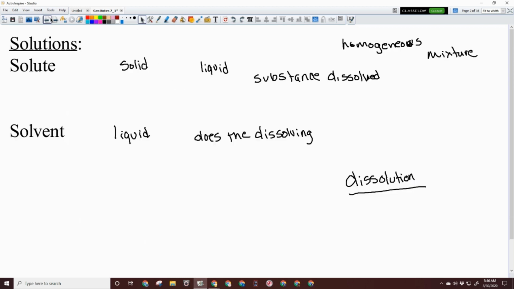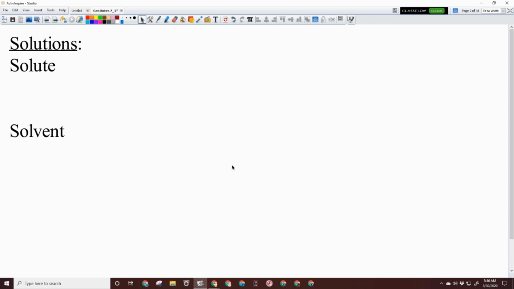Because let's look back here. I'm going to go back here. I'm going to show you what happens. So let's just say we have our sodium chloride salt that we're going to put down in some water to dissolve it. Well, water is a molecule that looks like this.